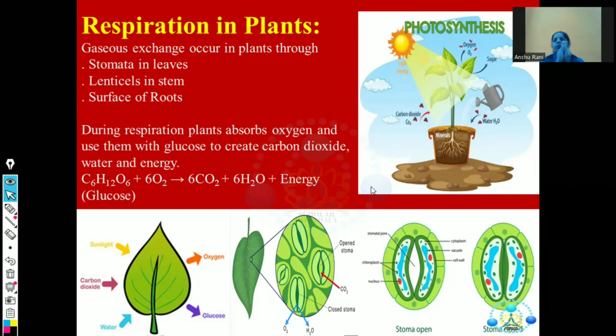It's like that. When the process of photosynthesis is taking place, gases are exchanged. Oxygen is produced and carbon dioxide is taken in. At that time, the stomata open and oxygen is moving out and carbon dioxide is getting in. That process is happening with the help of guard cells. Then we have lenticels in the stem. In the stem also gases are exchanged, and on the surface of roots also gases are exchanged. During respiration in plants, glucose is broken down to form carbon dioxide and water along with energy.